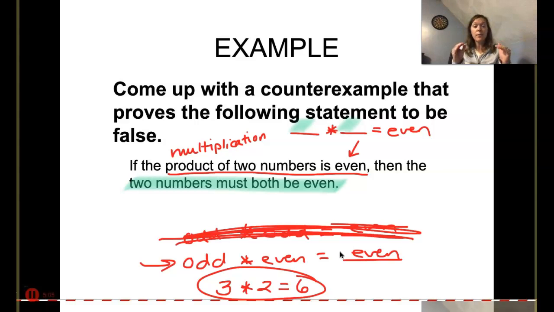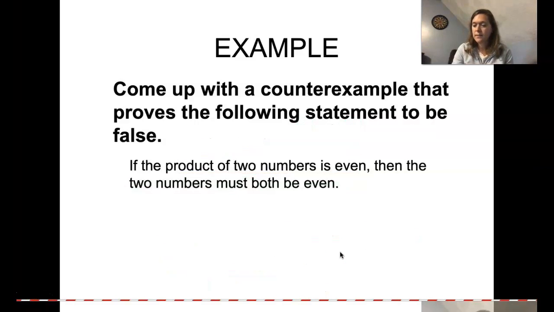So your example is a specific example. 3 times 2 gets me 6 would be a counterexample. 5 times 2 equals 10 would be a counterexample. So your counterexample should be an actual example, not another conditional statement. Sometimes students will try to do that. Okay? All right, moving on.